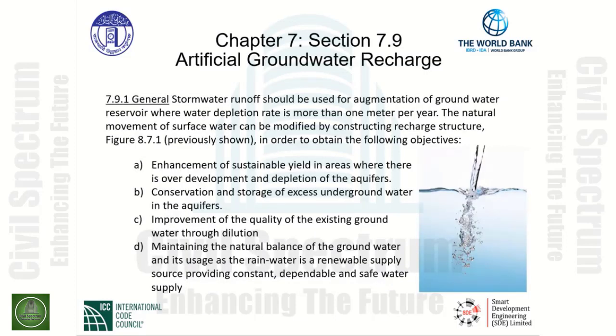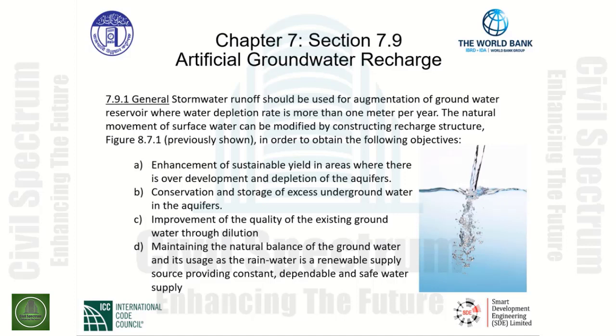Section 7.9, Artificial Groundwater Recharge. Specifically, Section 7.9.1 gives us a general requirement. Stormwater runoff shall be used for augmentation of the groundwater reservoir where the water depletion rate is more than 1 meter per year. The natural movement of surface water can be modified by constructing recharge structures, Figure 8.7.1 previously shown, in order to obtain the following objectives.